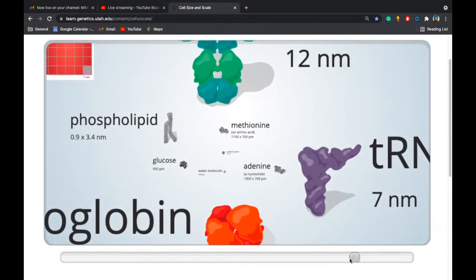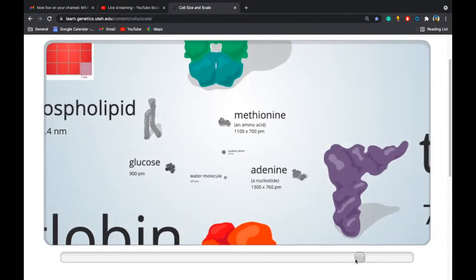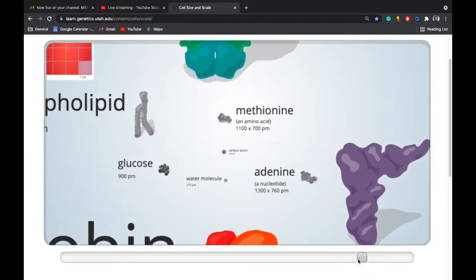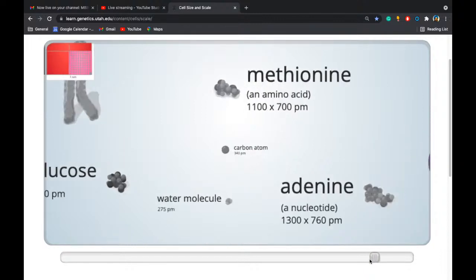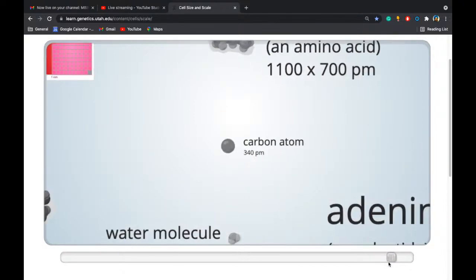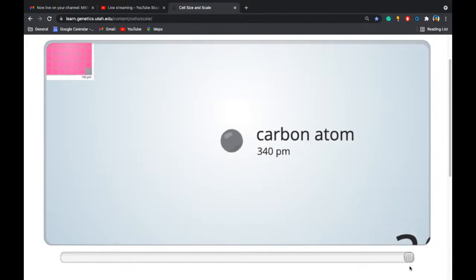Then we go even further. Now things will be in the picometers. Your nucleotides, nucleosides, and amino acids come into the picometer size, that is 10 raised to the power minus 12 meter. So water molecule and glucose are around 1300 to 760 picometers. And at the end, the carbon atom, from where life starts, is around 340 picometers.